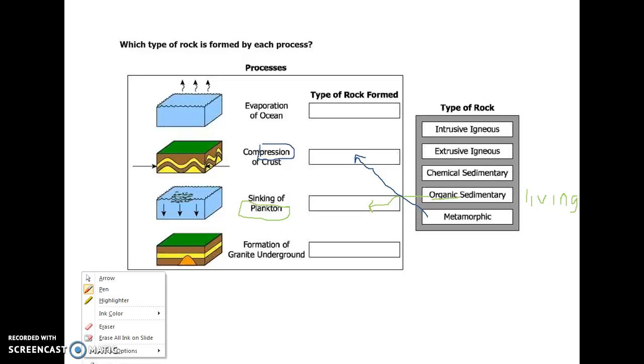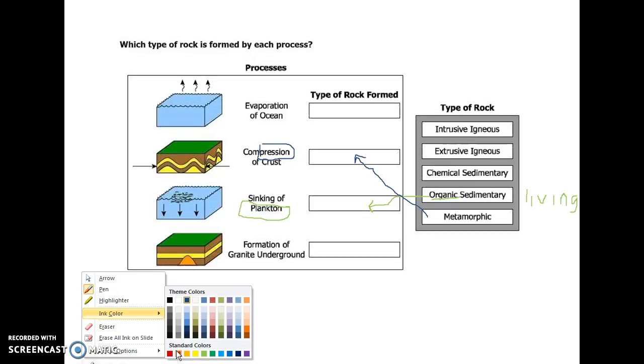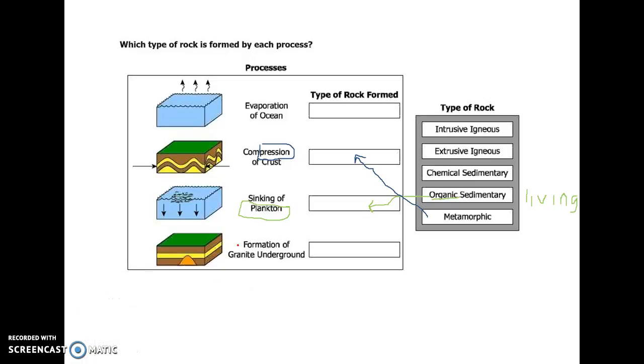All right, so let's look at another one. Now let's say we remember that granite is an igneous rock. And we also remember that igneous rocks can either form underground or above ground from cooling magma and lava. And that when they cool underground, that means they're intrusive, that they cooled inside the earth. So we're going to put this one there.